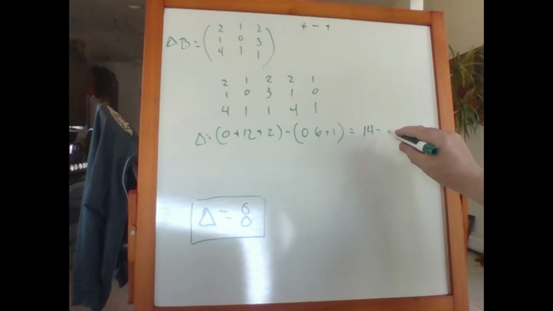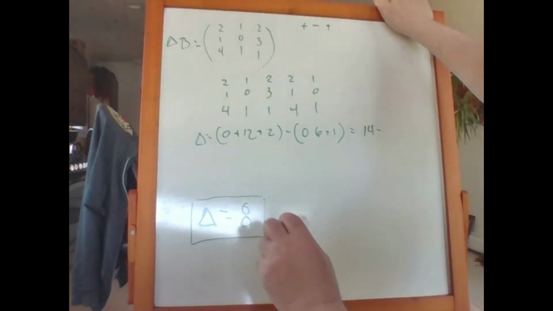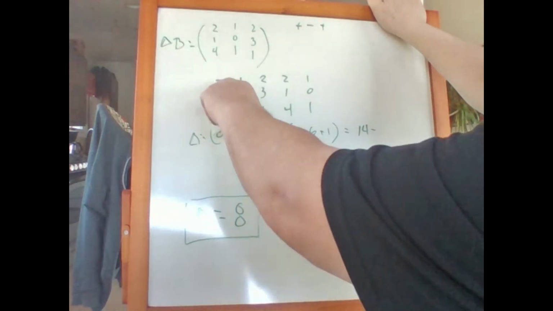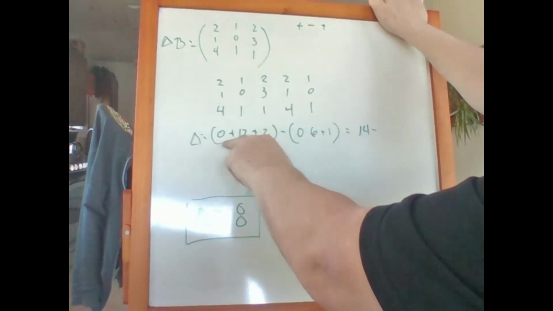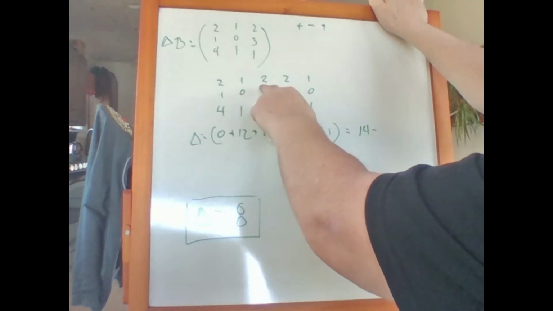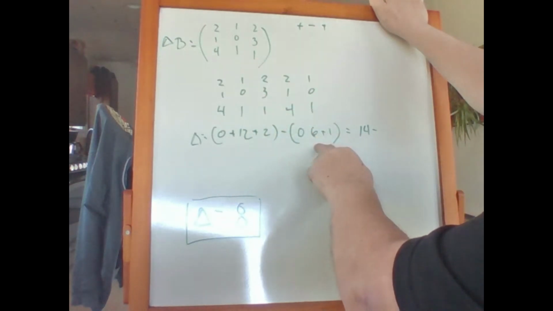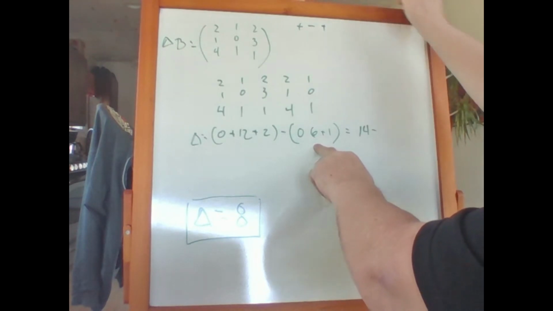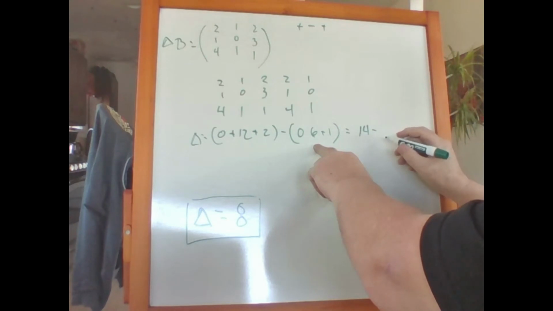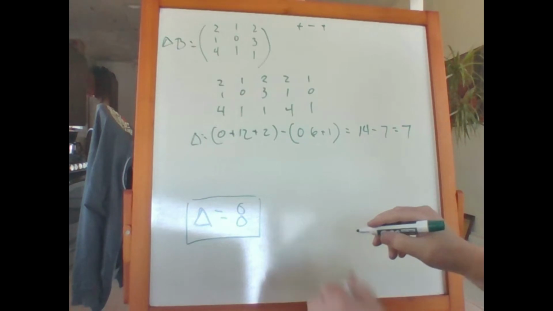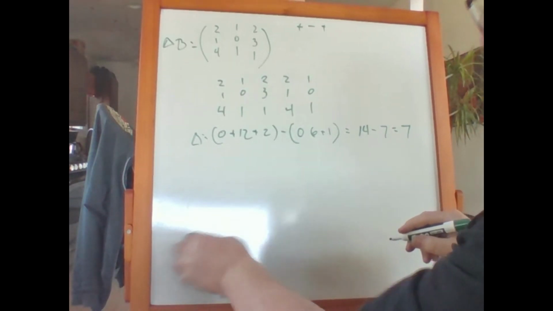Oh, I got a discrepancy here. Did I do the calculations right? Let's see. 0, that's 12, and 2 minus 0, 6, and 1. All right, so that is 14 minus 7 equals 7. So where did I go wrong? Let's take a look at that again.